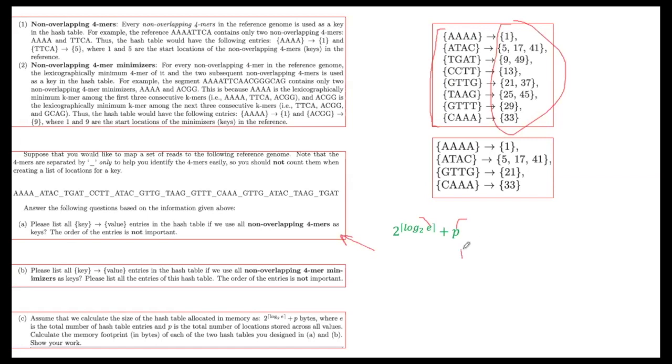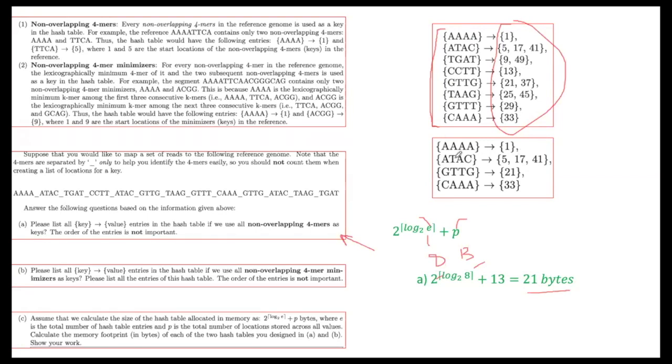So we have here 13, and we have here 8 entries. So calculating the equation with these two parameters will give you the memory footprint in bytes for the first one, which is 21 bytes. So directly applying just the values.